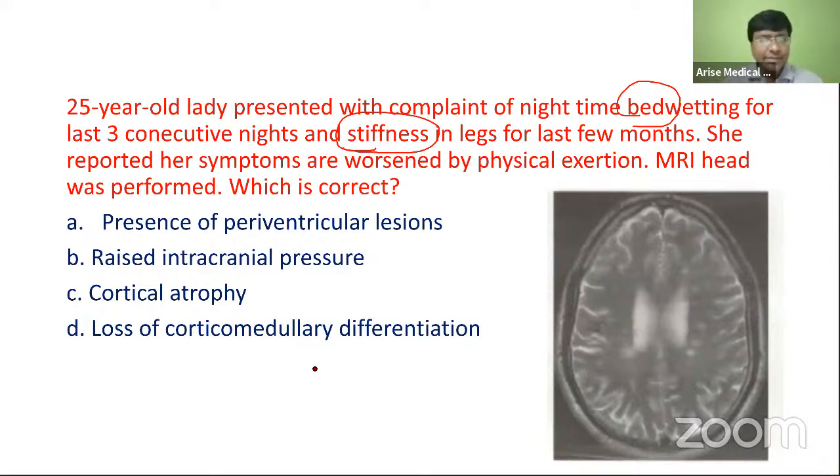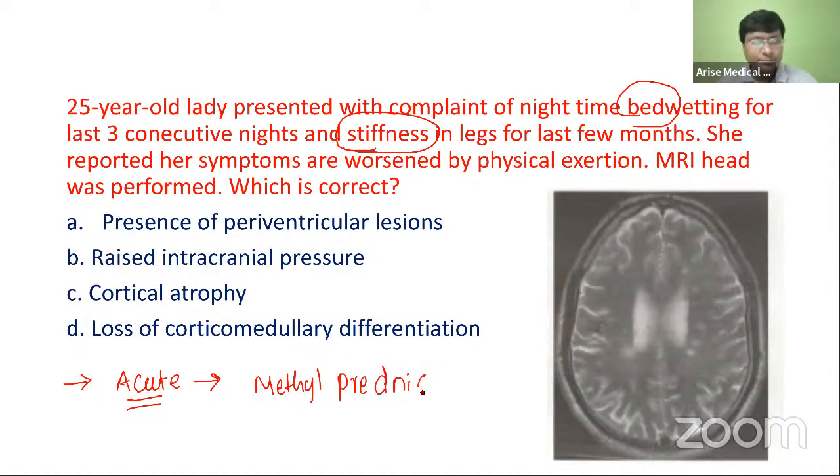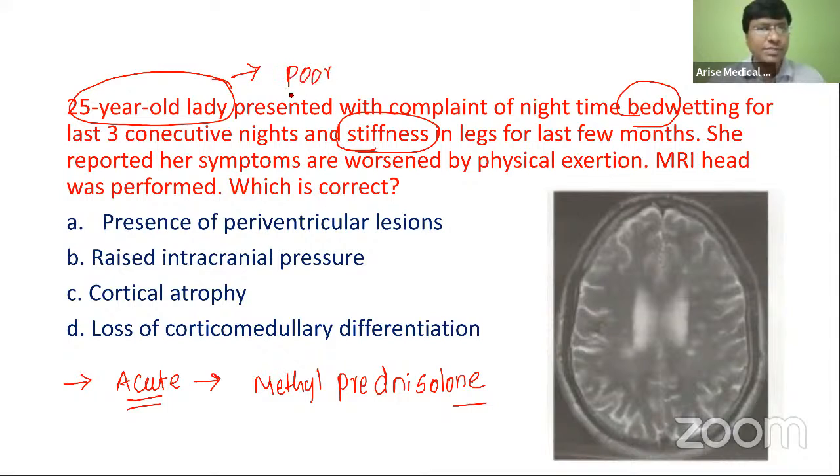Now in case of multiple sclerosis, in acute cases, what will be the drug of choice? The drug of choice for acute episodes of multiple sclerosis is methylprednisolone. Multiple sclerosis, let me tell you, is commonly seen in young females. And the prognosis in multiple sclerosis is poor. They have a very poor prognosis.